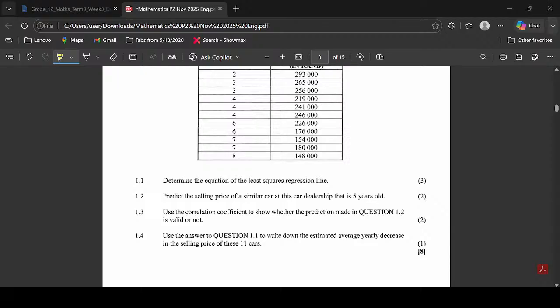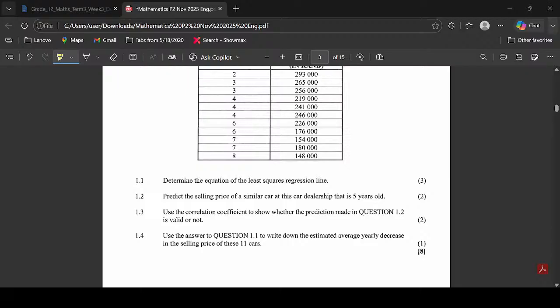The first question says we should determine the equation of the least squares regression line. For sure now, guys, you know how to determine the least squares regression line again. We have y equals a plus bx on our information sheet. First, we are going to determine what is a, and then determine what is b.